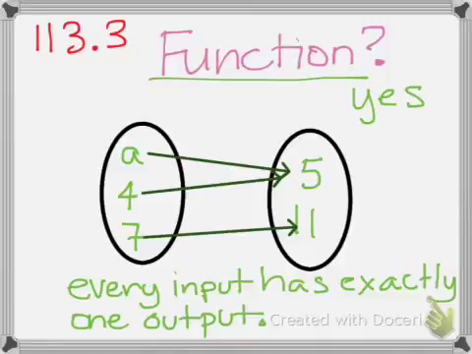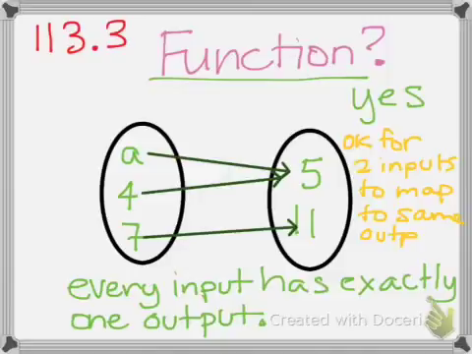The trouble comes when you have an input that maps to more than one output. But in this case, every input maps to only one output. So it's okay for two inputs to map to the same output.